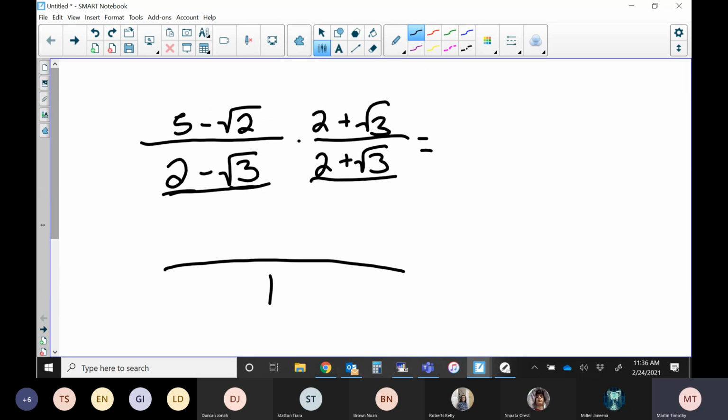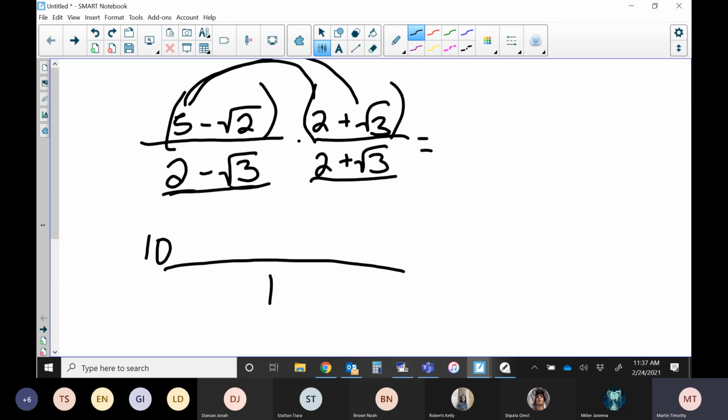This one doesn't do as much combining with this, so we have to distribute, right? We have to go 5 times 2 is a 10. 5 times a square root of 3 is 5 square roots of 3. Negative square root of 2 times positive 2 is a negative 2 square roots of 2. And a negative times a positive is a negative, and square root of 2 times square root of 3, I can multiply them because they're under the same index, is square root of 6.